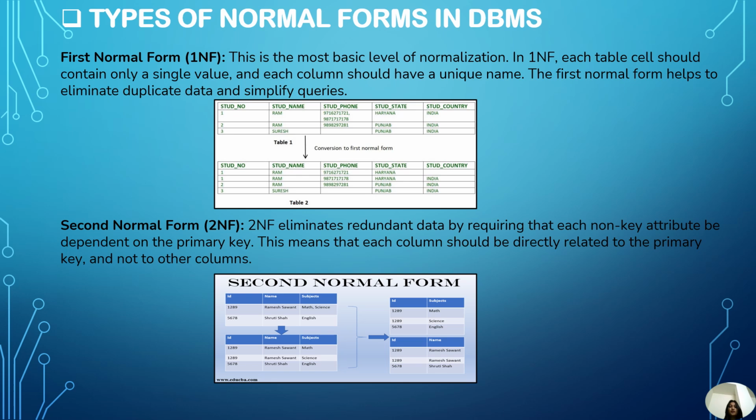Now let us talk about second normal form. Second normal form eliminates the redundant data by requiring that each non-key attribute be dependent on the primary key. This means that each column should be directly related to the primary key and not to the other columns.